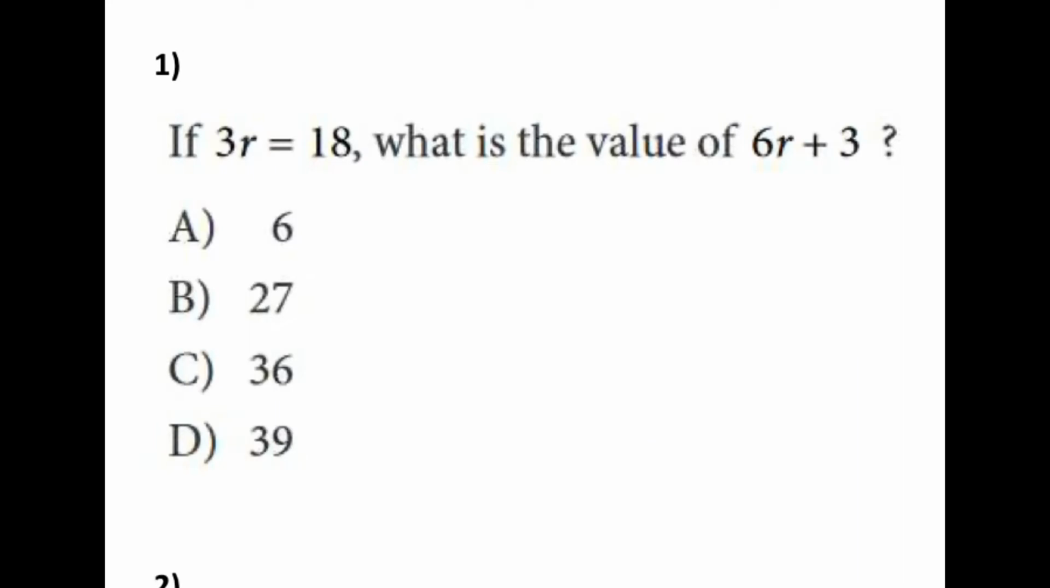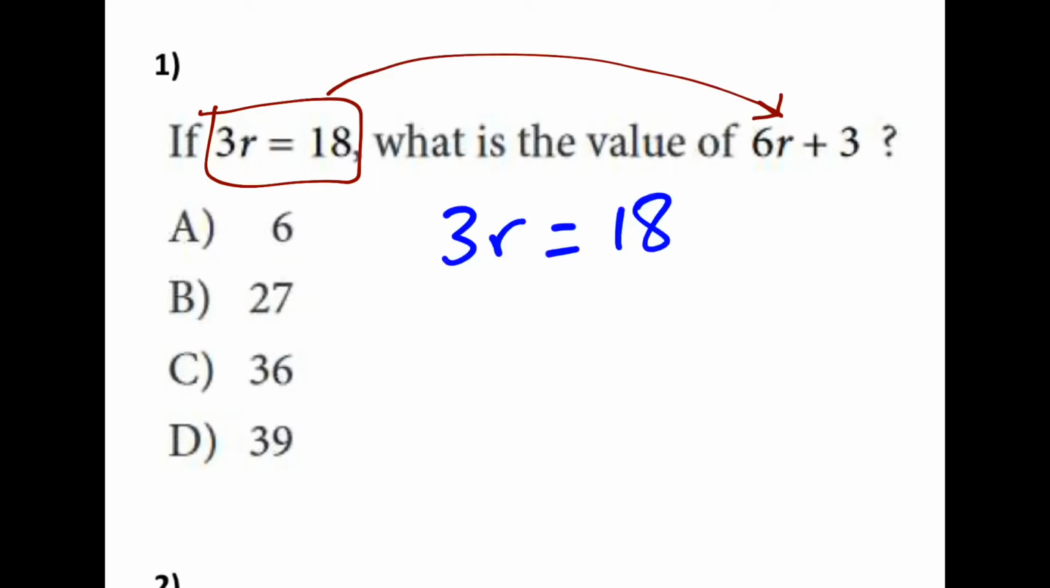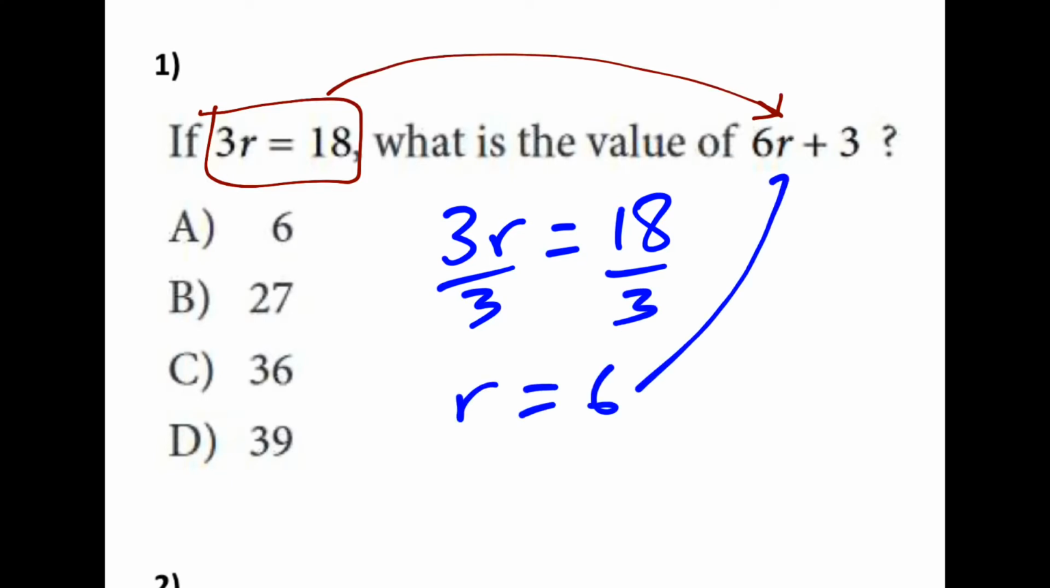Number 1 involves a one-step equation over here, and then substituting your answer in for r over here. Or at least that's one way to do it. You could divide both sides by 3 and end up with r is equal to 6, and plug that in, and then you have 6 times 6 plus 3, and get 39.